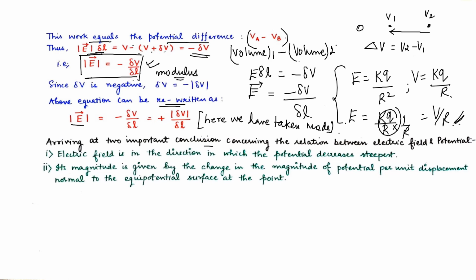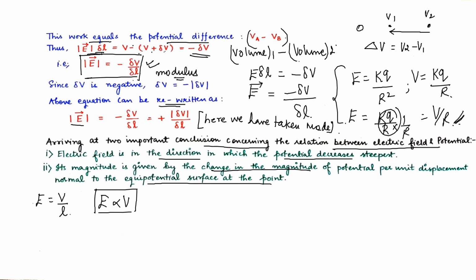The two important conclusions concerning the relation between electric field and potential are: electric field is in the direction in which the potential decreases steepest. Its magnitude is given by change in the magnitude of potential per unit displacement normal to the equipotential surface at the point. These two conclusions are from this equation: E equals V upon L.